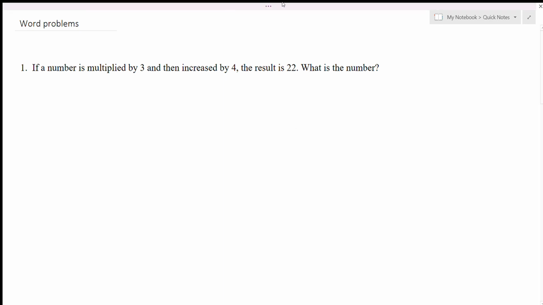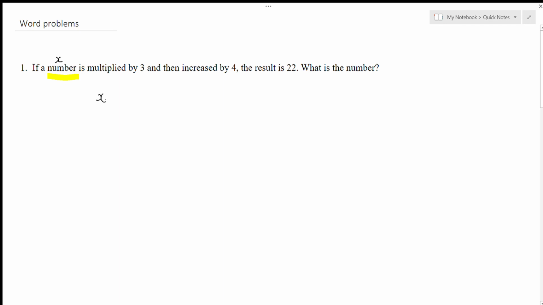So let's look at the word problem again. If a number, now when we have "if a number," you could choose any letter. So I'm going to choose X. We don't know what the number is, so I'm going to call it X. If a number, which is the unknown, is multiplied by 3 and then increased by 4, the result, meaning the answer, is 22.